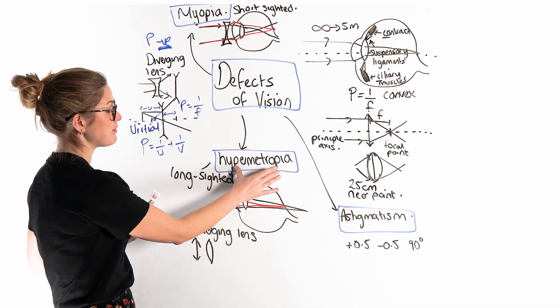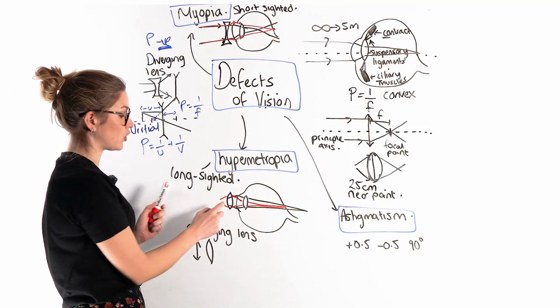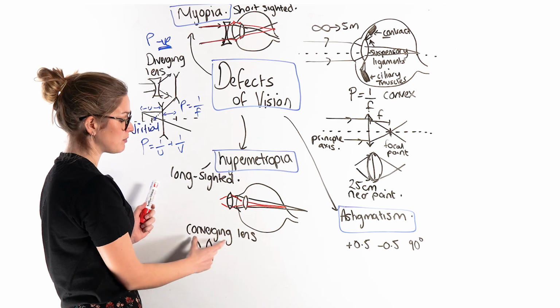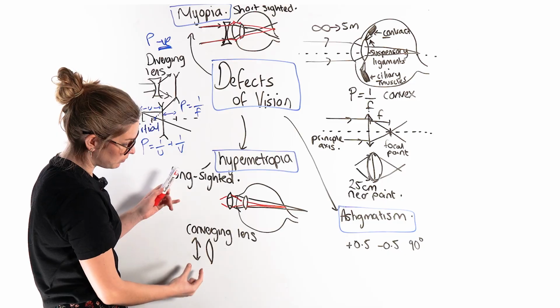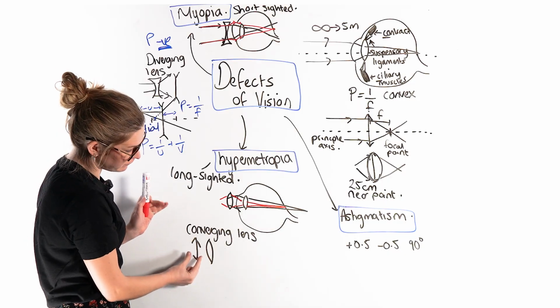Okay, so with hypermetropia, your glasses are going to have convex lenses in them. So remember, convex lenses are those converging lenses, the ones that we can draw with arrows pointing outwards, so it looks like it's fatter in the middle.